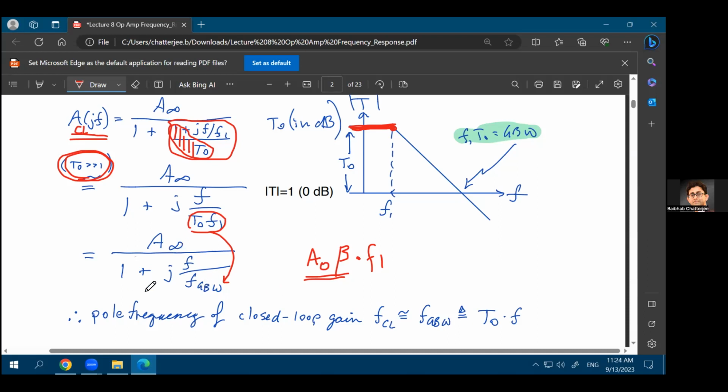But now, if you go back to the previous equation, this is what we have written as the closed loop gain as a function of frequency, and that looks like this equation: A infinity divided by 1 plus j times f divided by f GBW.